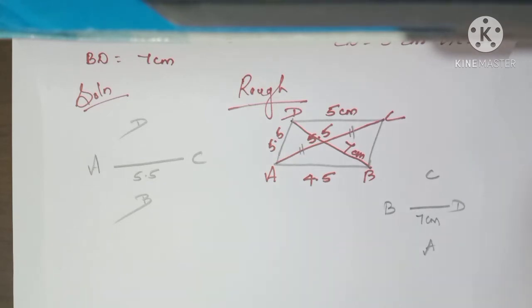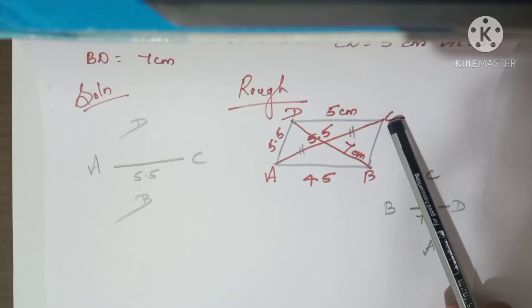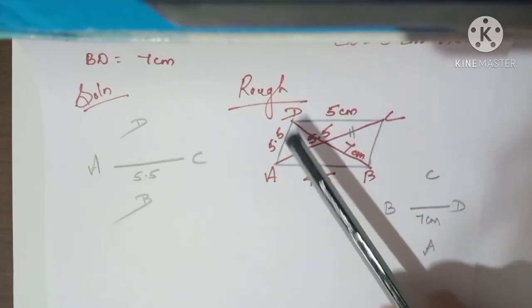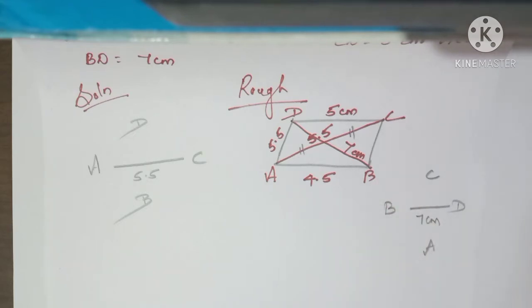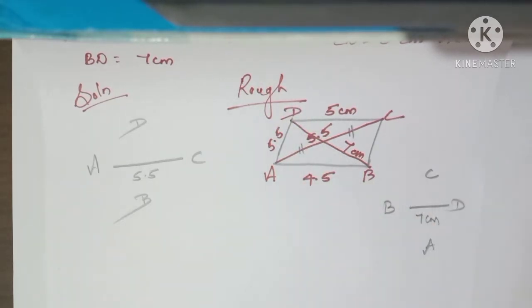So if you are drawing AC as the baseline, then for this quadrilateral the upper part will be D and opposite to D, B. And if you are taking the diagonal BD as the baseline.